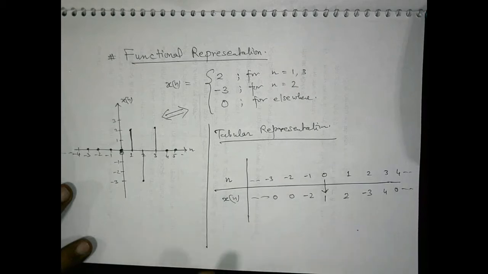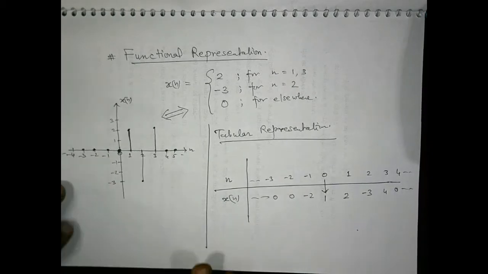This is called tabular representation, and the most popular form, or very often used form, is sequence representation.